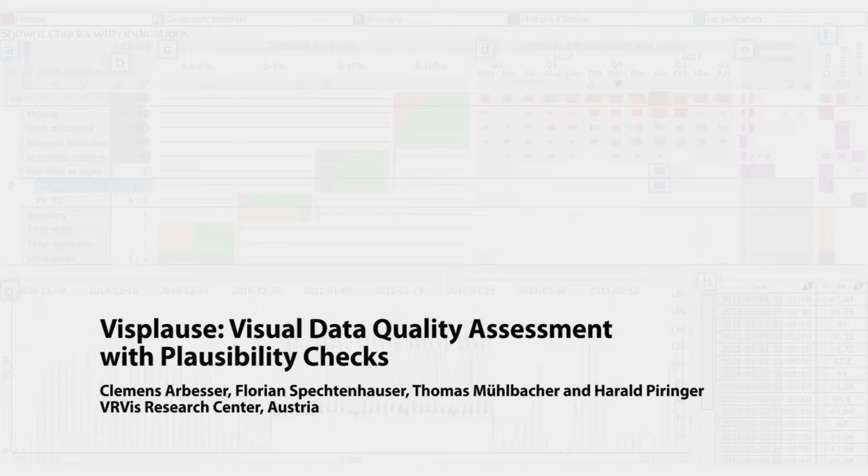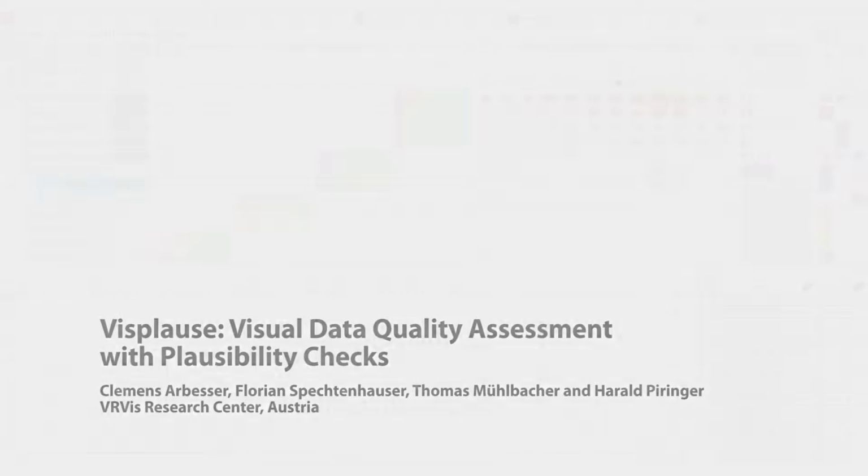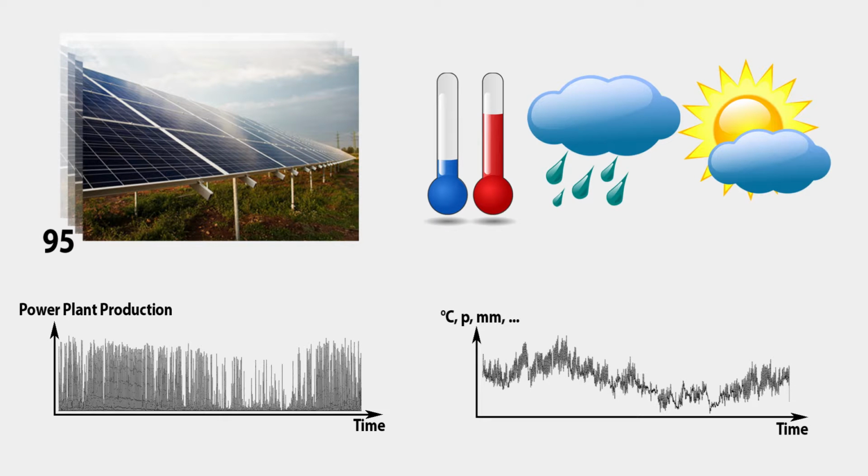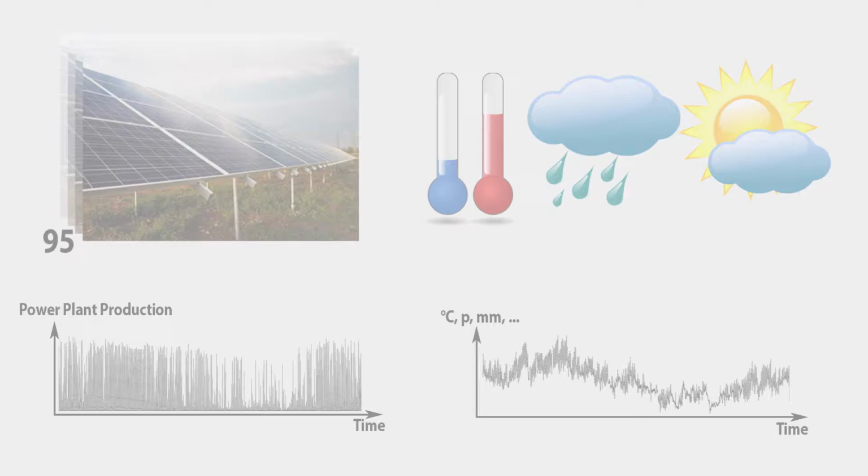This video demonstrates Visplause, a visual approach for data quality assessment. As motivation, let us consider a real-world use case from the energy sector. As a basis for forecast models, the production of 95 photovoltaic power plants has been acquired together with dozens of meteorological measurements as hourly time series.